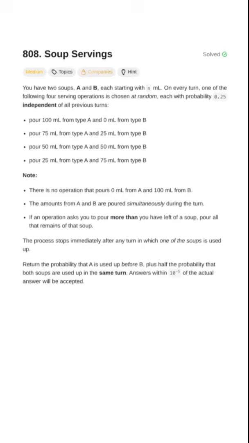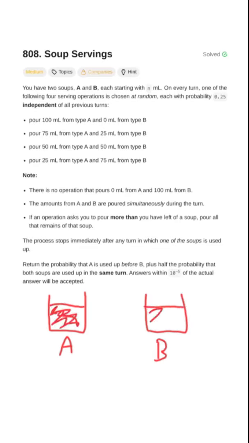Let's solve LeetCode number 808, Soup Servings. So we're given two soups, A and B, each starting with n milliliters of liquid. Now on every turn, one of the following four things can happen randomly, each with an equal probability of happening.